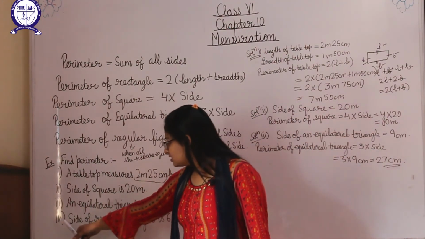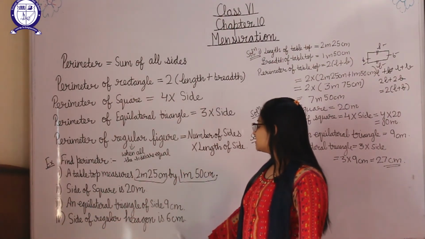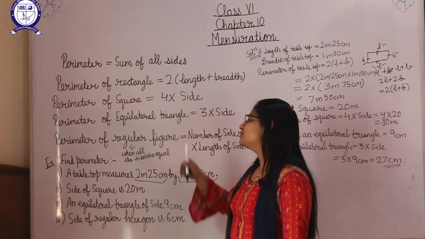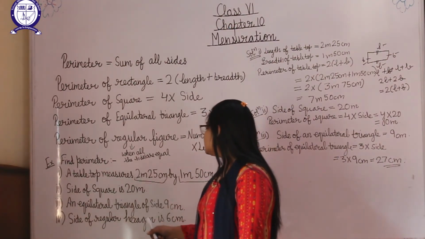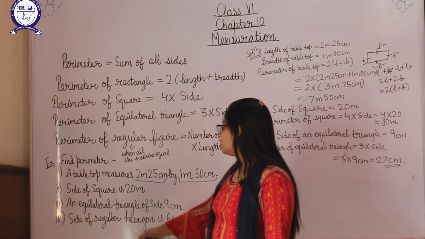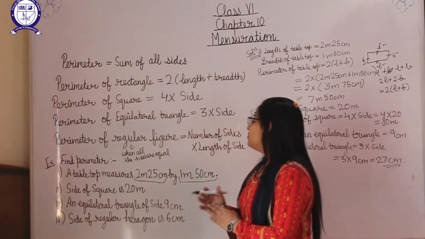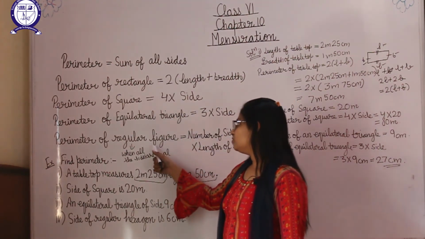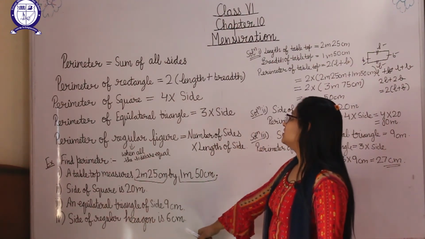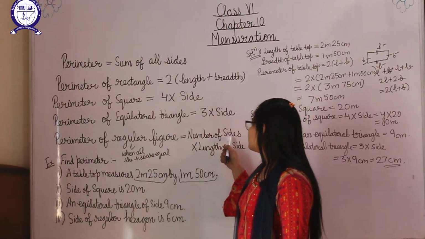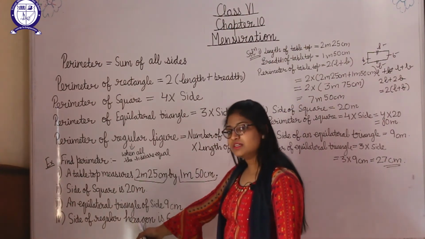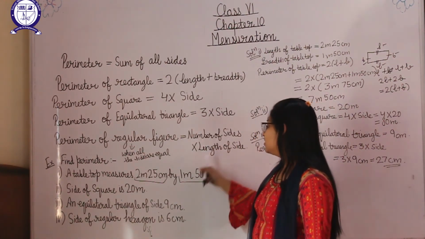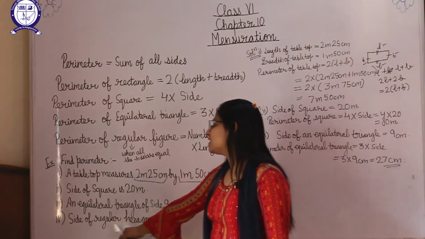Now the fourth one is side of regular hexagon is 6 centimeter. What does regular hexagon mean, students? As I told you, regular means when all the sides of the figure are equal, and hexagon is a 6 side figure, right? So we have to find out the perimeter of regular hexagon whose side is 6 centimeter. So students, according to this formula, what will be the perimeter of hexagon? As I told you, what we will write? Number of sides. So how many sides does a regular hexagon have? Hexagon has 6 sides. So 6 we will multiply by side, because it is regular hexagon.